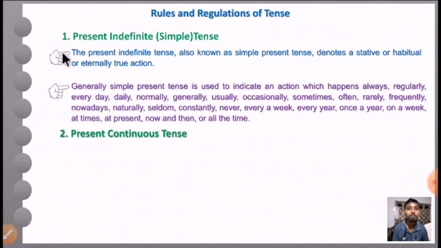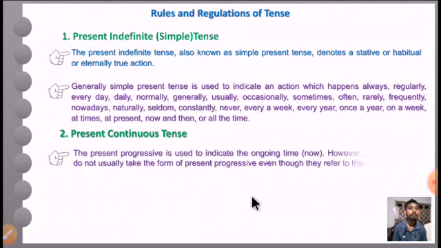These two rules are very important to know and understand, to know when we can use simple present tense. So you have to go through it once more and read it. I will provide it to you as a PDF, a docs file. You should download it yourself and read it once more after my explanation.